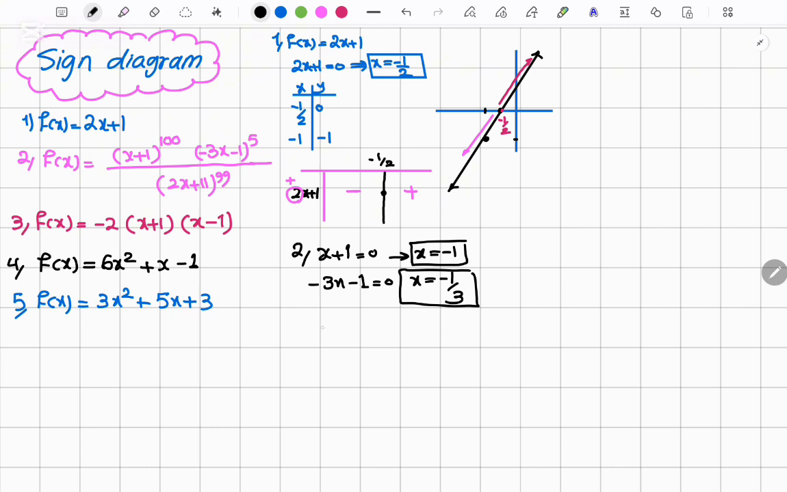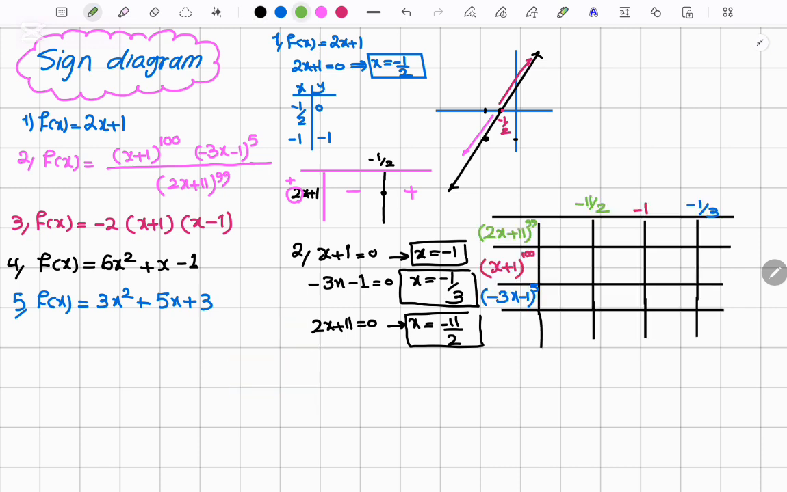And then the other one, 2x plus 11 is equal to 0. So then x is negative 11 over 2. Okay. So then I'm going to draw the sign diagram. I'm going to be back. Ta-da! Back with the sign diagram.